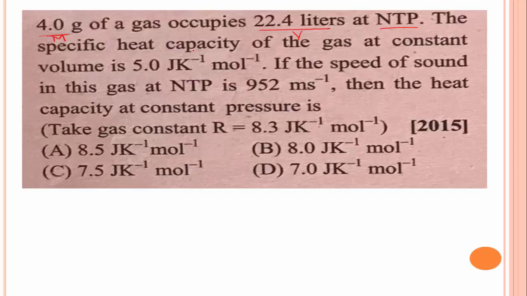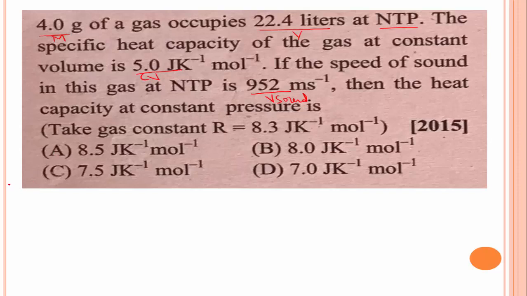The specific heat capacity of the gas at a constant volume is 5 joule per Kelvin. This is specific heat capacity at constant volume, Cv. If the speed of the sound in the gas at normal temperature and pressure is 952 meter per second, that is the velocity of the sound, then find the heat capacity at constant pressure.